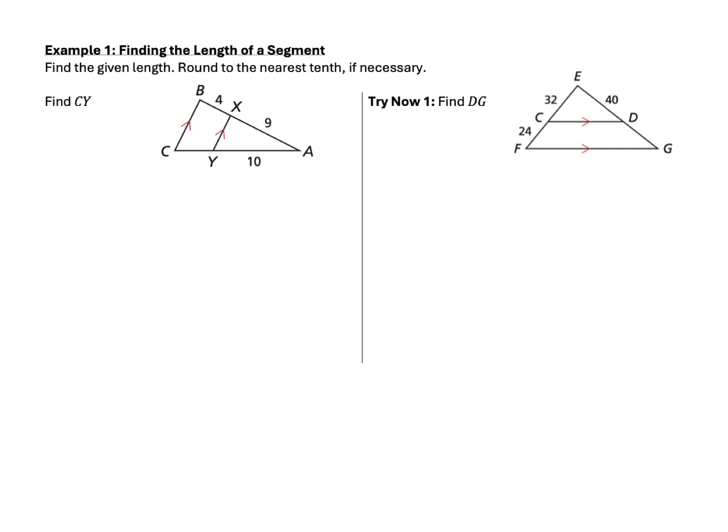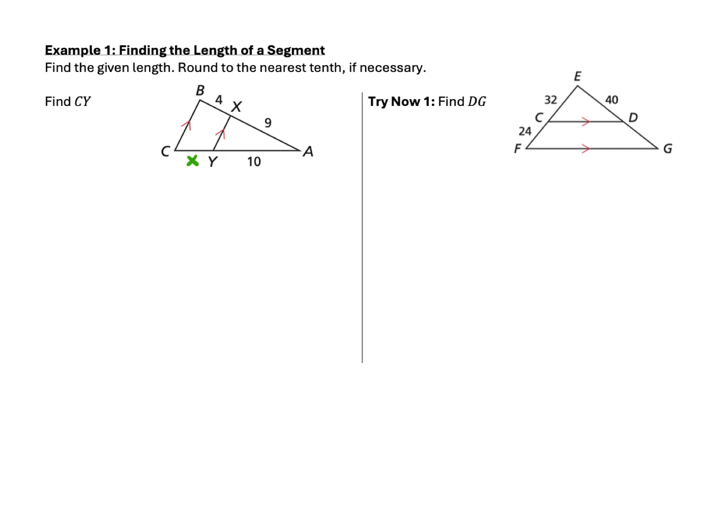Let's try an example now. We're going to apply the triangle proportionality theorem to find some missing side measurements, and we'll round to the nearest tenth if necessary. We want to find the length of CY. CY is this piece right here. So I'm going to put a variable there. I'll just call it X.